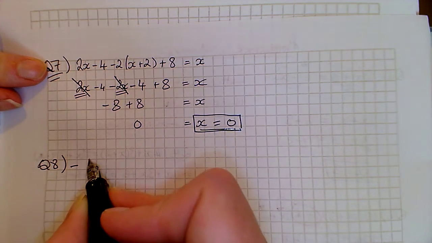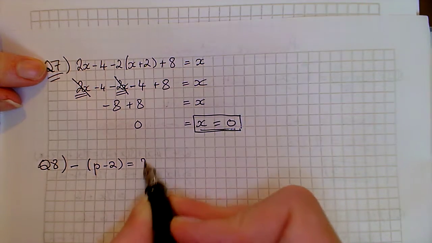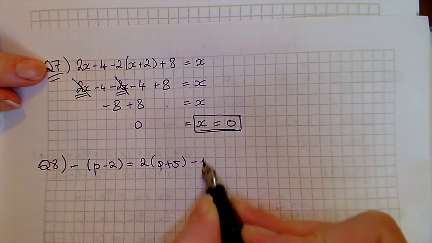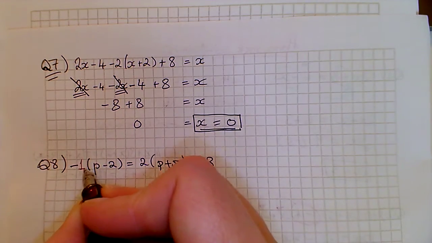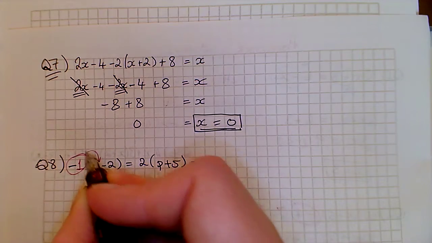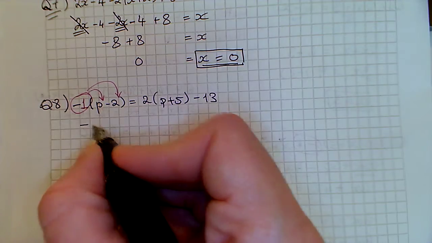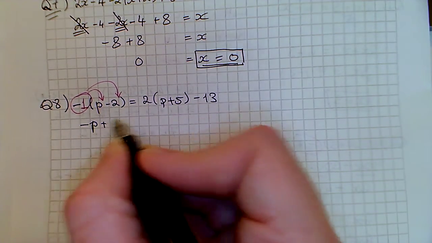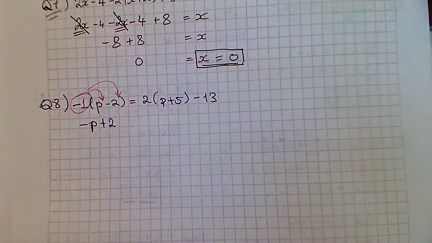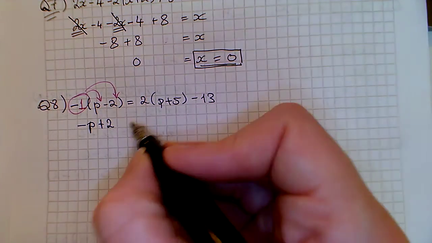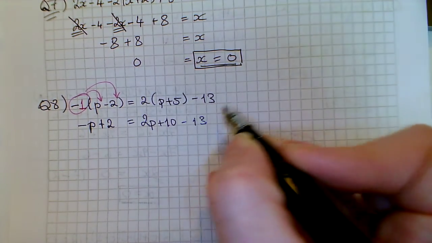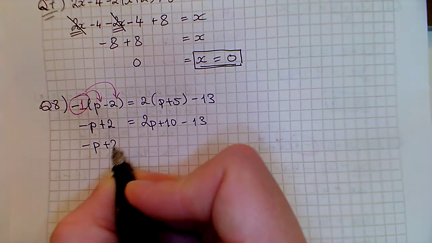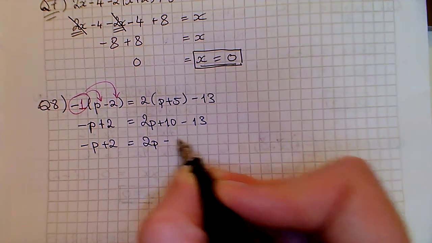Question 8. Minus bracket p minus 2 equals 2 bracket p plus 5 minus 13. So remember that minus floating outside the bracket all by itself like that. We're going to stick a 1 in front of it and multiply the minus 1 by both terms inside the bracket. And what we get is negative p, minus by minus is plus, so plus 2. So this multiplying by minus 1 has the effect of changing the signs. Equals 2p plus 10 minus 13. And we'll simplify. Minus p plus 2 is equal to 2p minus 3.